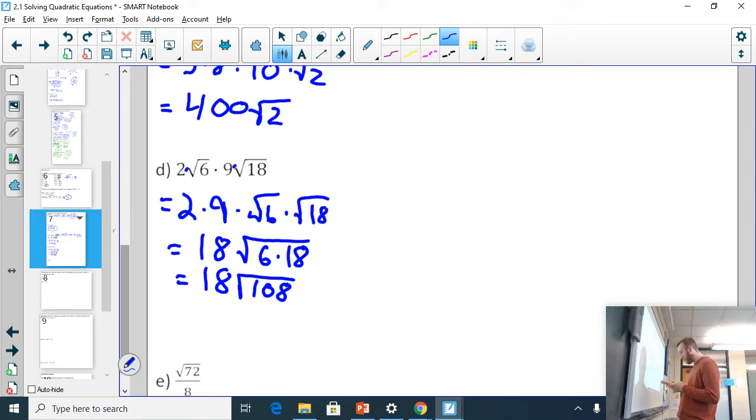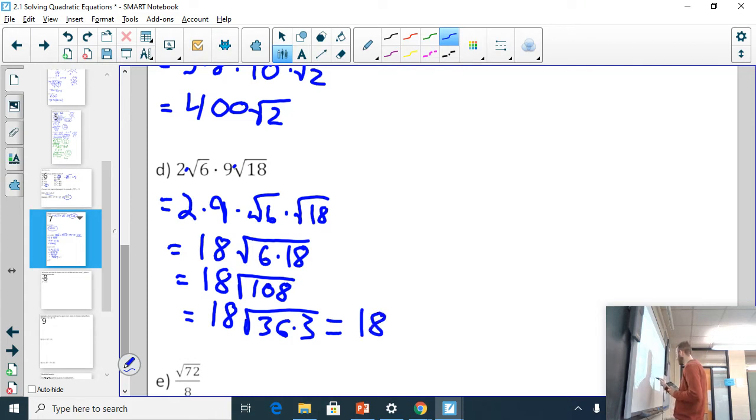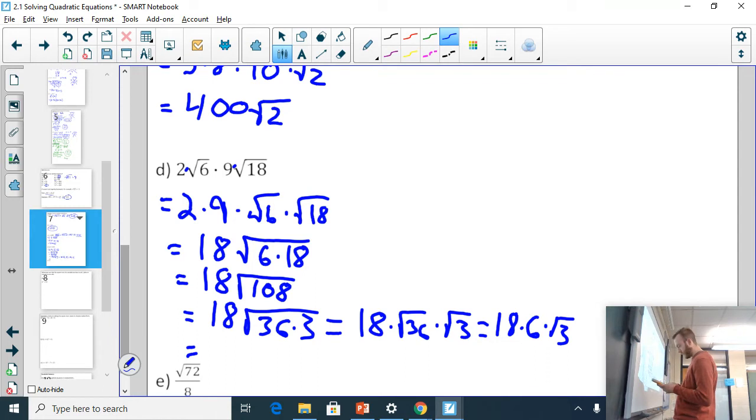What did we miss? We missed 36. Let me try 36. So 36 works, right? So 18 times 36 times 3, which is the same thing as 18 times the square root of 36 times the square root of 3. We know that the square root of 36 is 6, and times the square root of 3. And so then that simplifies. 18 times 6 is 108, and then we have square root of 3.